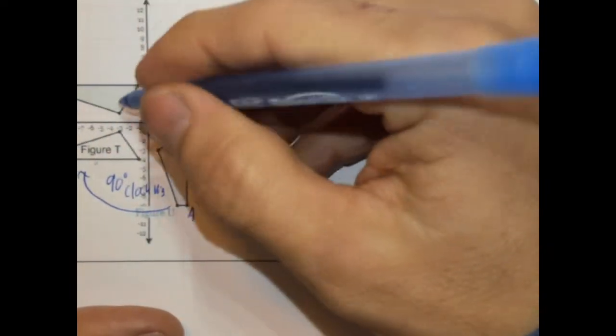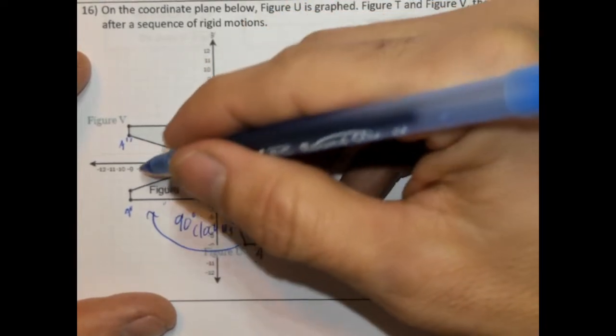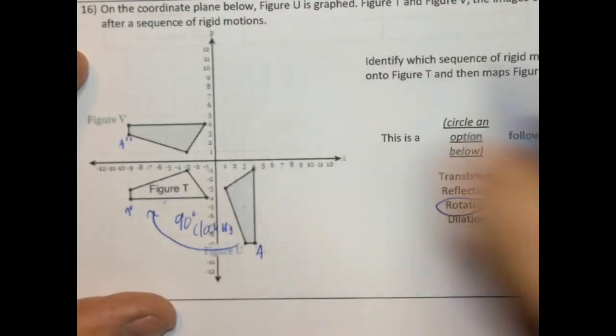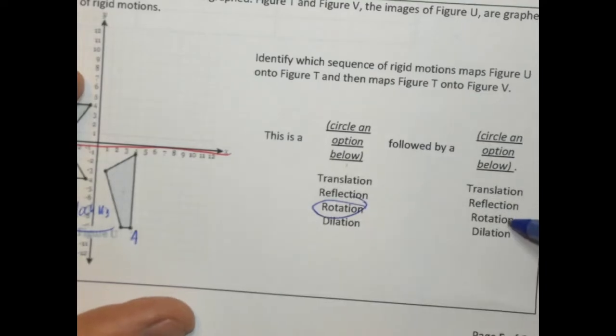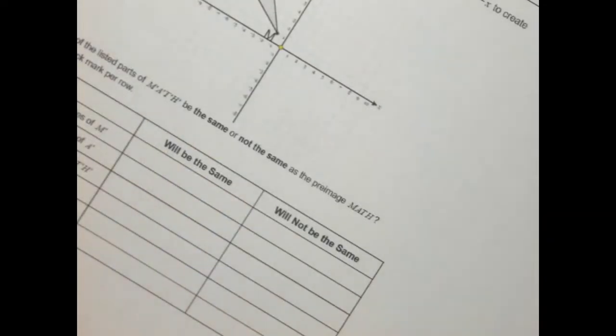followed by a what? Let's see. Is this another rotation? Nope. Is this a translation? No, because the orientation changed. Therefore, it is a reflection, and lo and behold, our line of reflection is the x-axis. So it is a rotation followed by a reflection. Okay, I like that problem a lot. That's a good one.